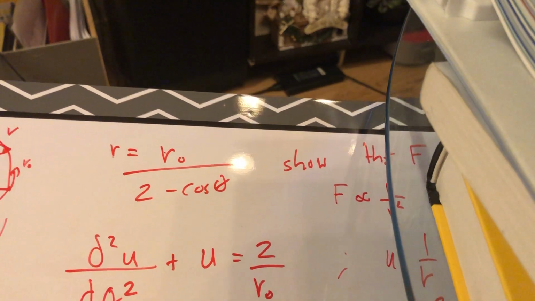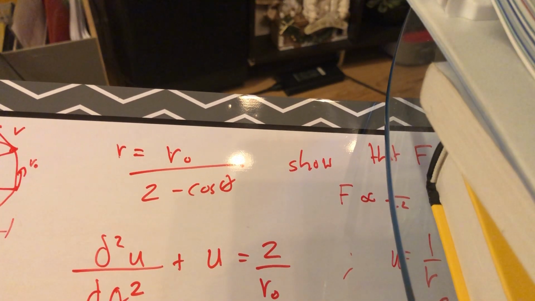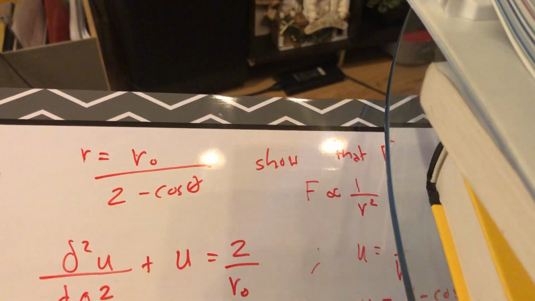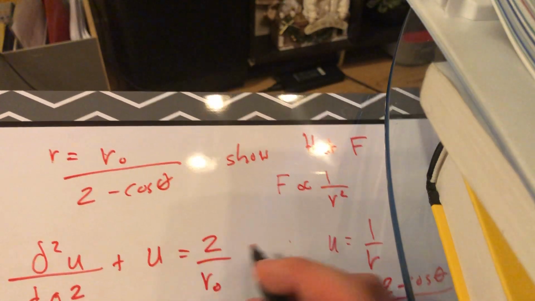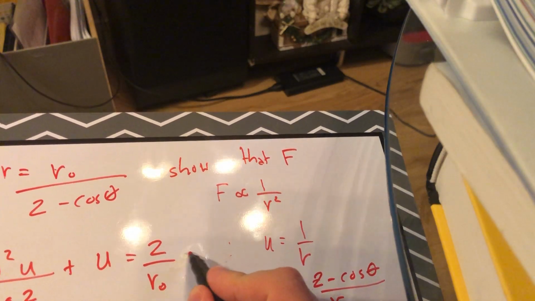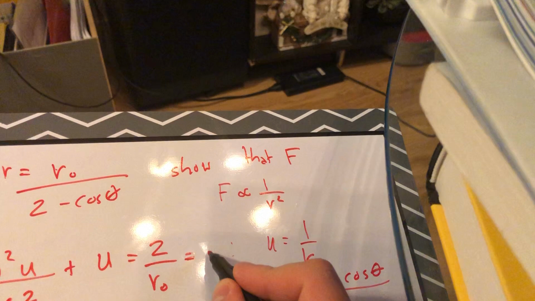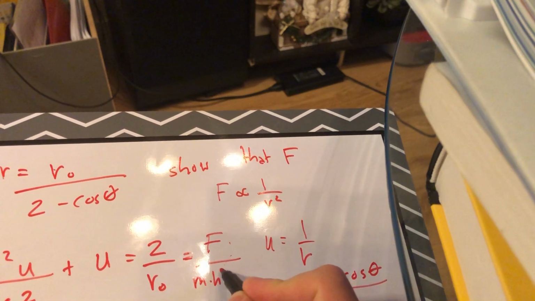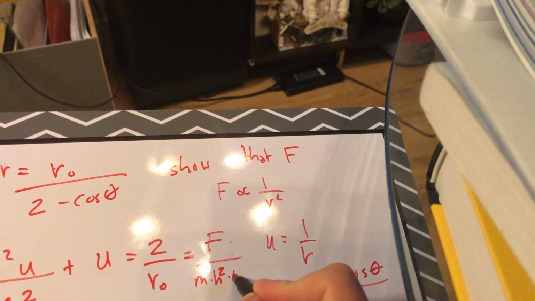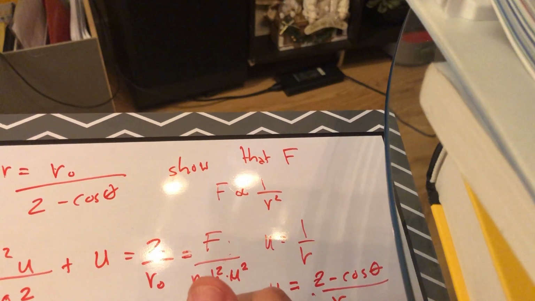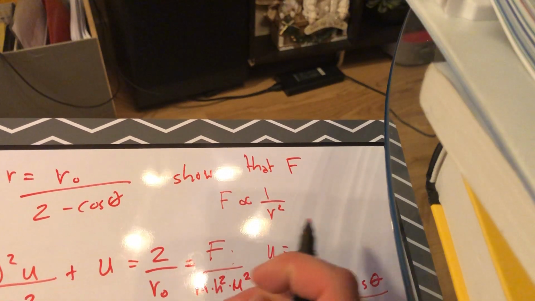So what we know is that if we look at our equation, this 2 over r theta is equal to force over mass times h squared times u squared, r squared, sorry.